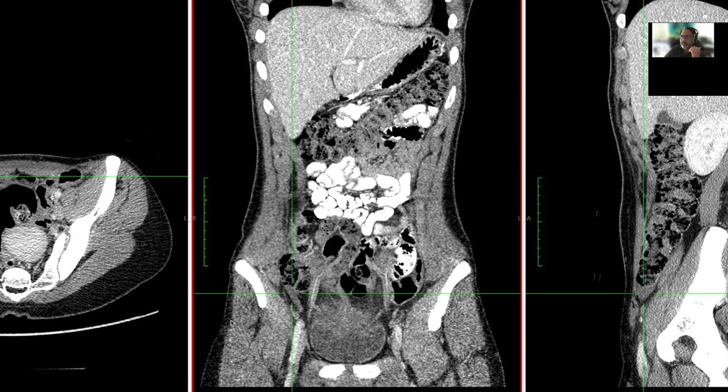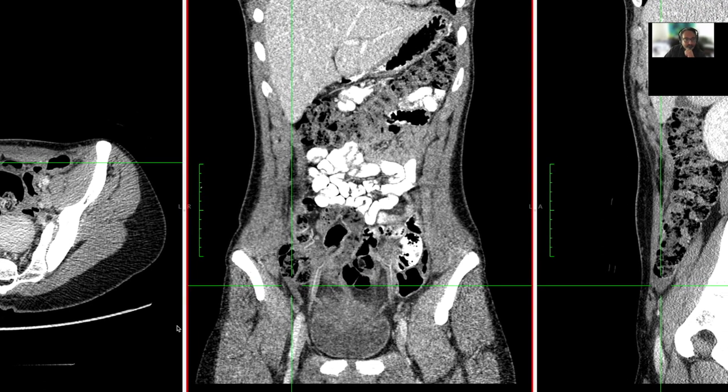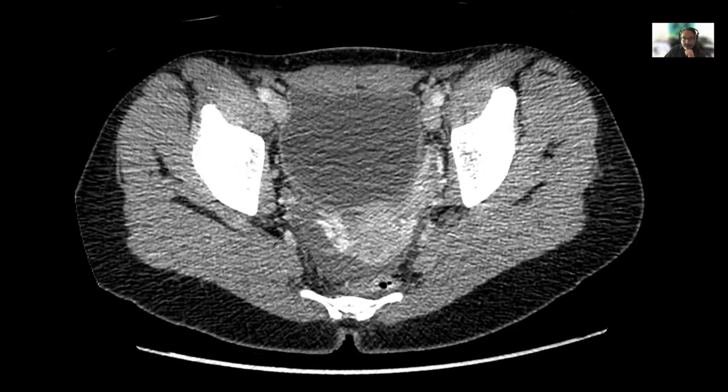Well, let's just go into the blood supply. So let's start again from over here. Now the blood supply.